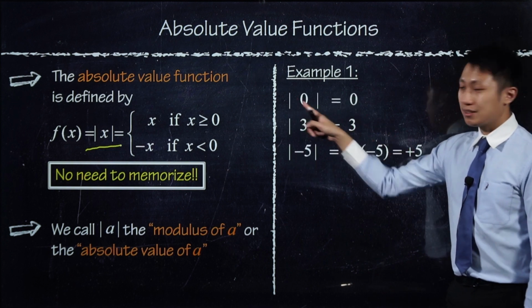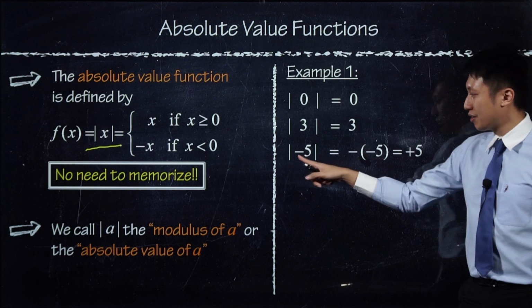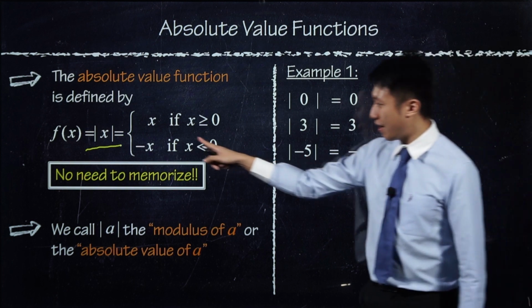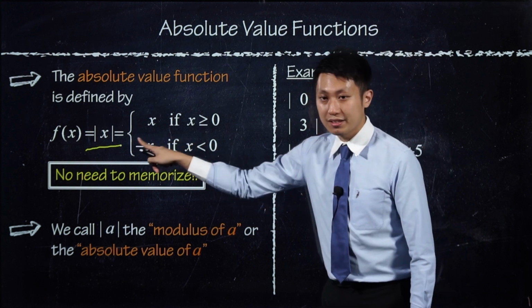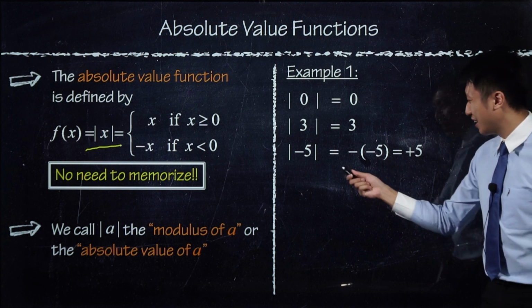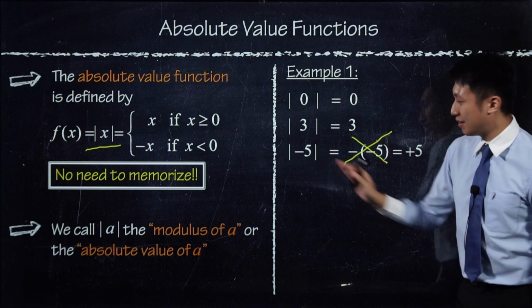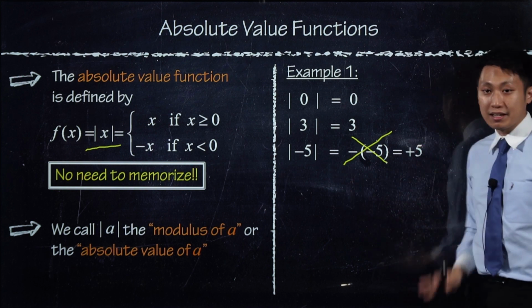Okay, modulus of 0 is 0. Modulus of 3, of course, is 3. Modulus of -5: here, -5 is less than 0, so I use this thing. So it's -5, it gives me +5. You don't care about this one, right? Okay, absolute value of -5, I just want a positive number, so I get this one.